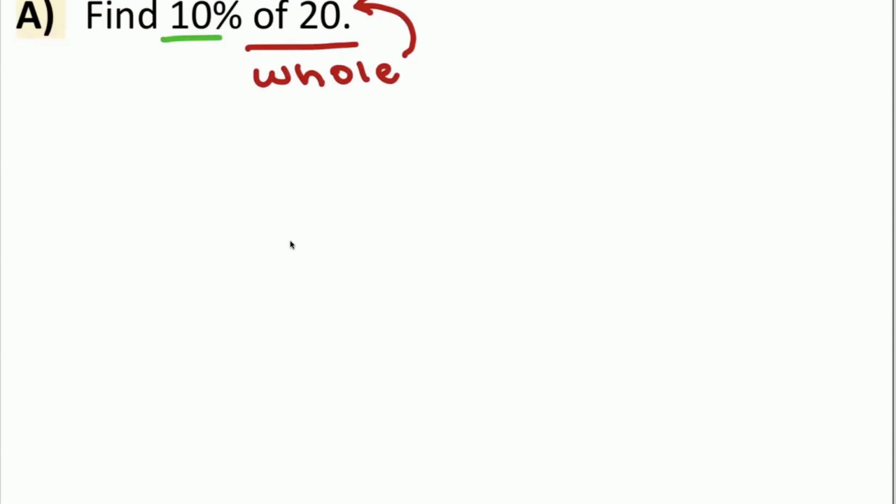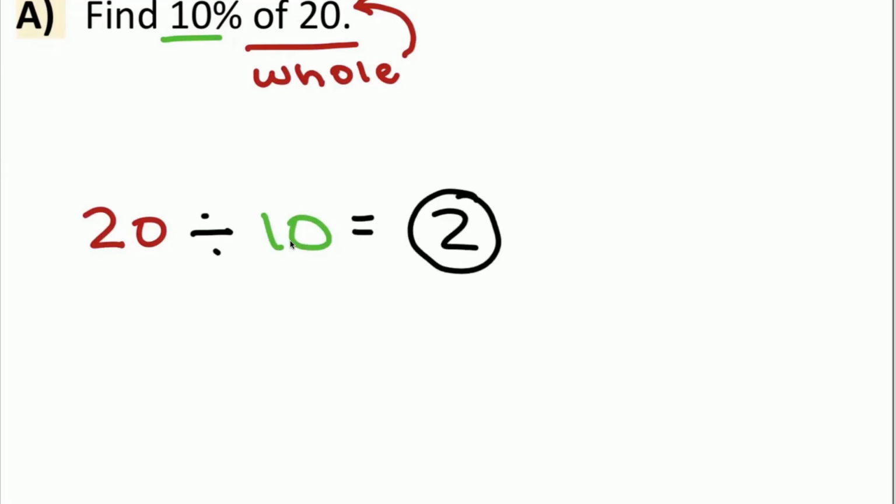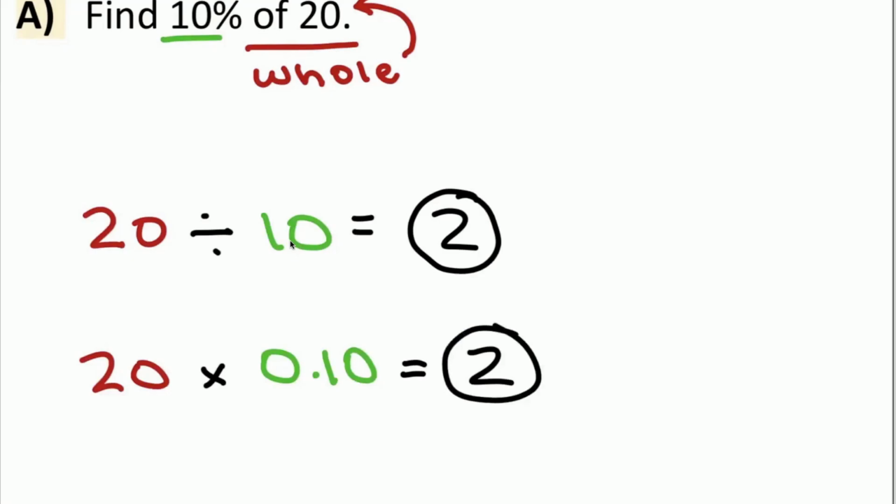So if I'm doing this problem, I can do 20 divided by 10, make sure you're writing with me, is 2. And that's our answer. Or you could do 20 times 0.10, 10% as a decimal, and you'll also get 2. Go ahead and try B and C on your own, then come back to the video.